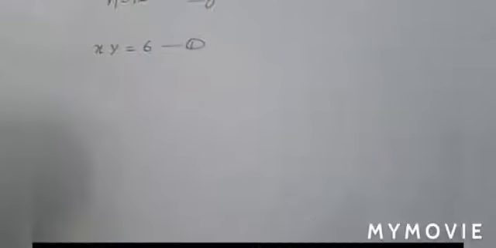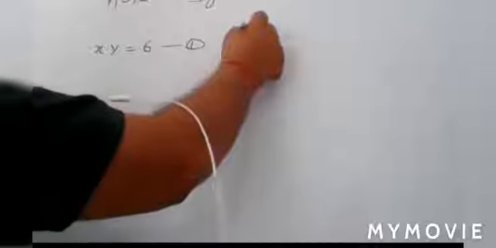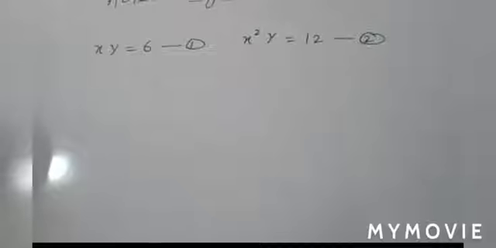So you write, find the angle of intersection of the curves xy = 6 and x²y = 12. Here you have to find the angle of intersection between curve 1 and curve 2.